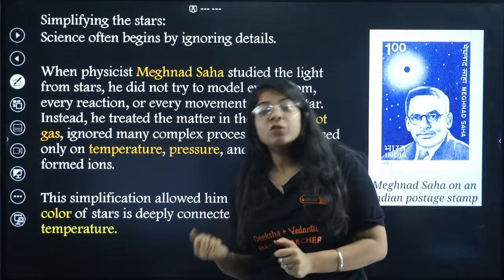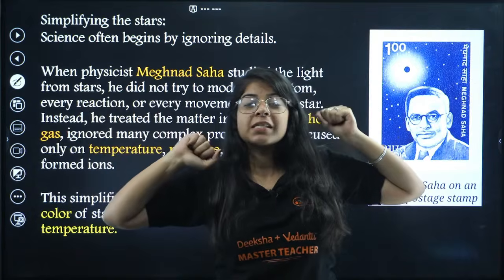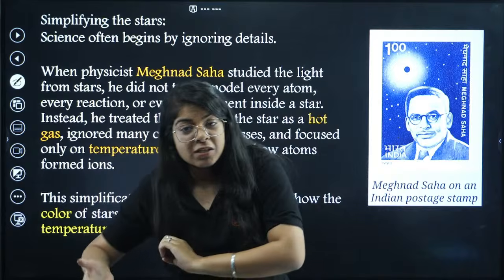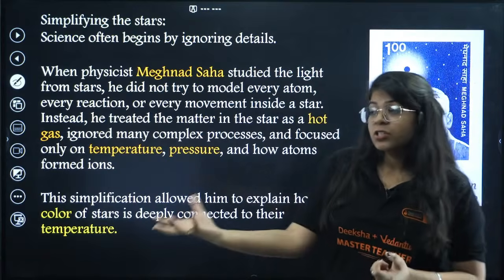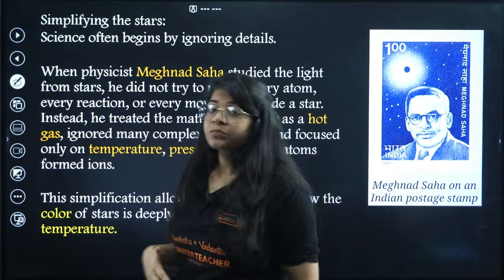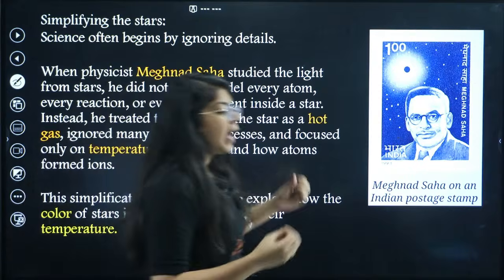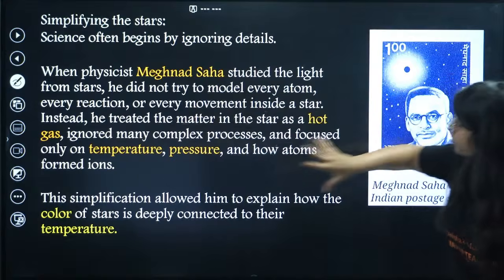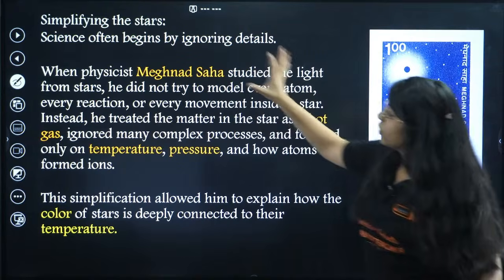When the light was coming from the stars, the stars are so big, so lots of things can be happening inside them. The energy of the star, the atomic structure of the star, the reactions happening inside the stars, or every movement of that star when it's coming closer or going away. That's all the things that were happening, right? But he ignored literally everything and he saw just one simple thing.